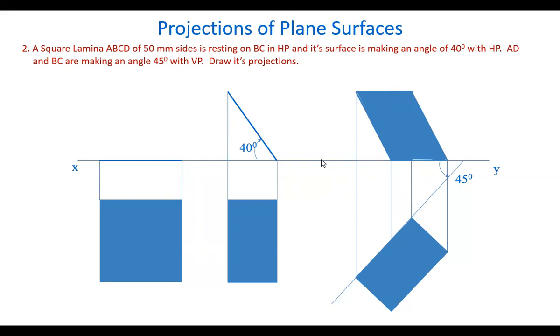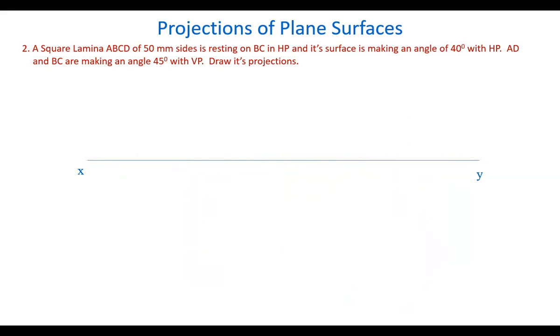Now this is the actual surface, how the actual plane looks like. But we are going to draw the projections, that is by taking the edges only. So here we are going to represent that. Take the reference line. Draw the square in the top view.